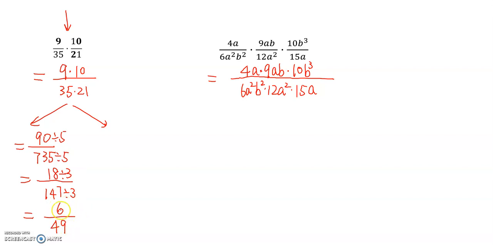And notice that the only number that can go into 49 is 7, and 7 doesn't go into 6. So this is one possible way to do it.